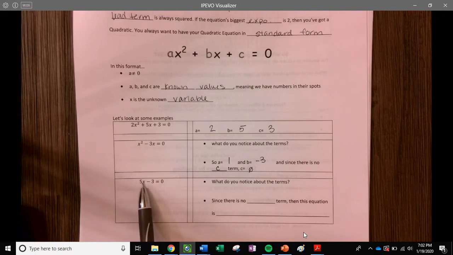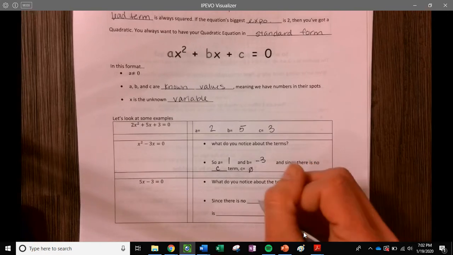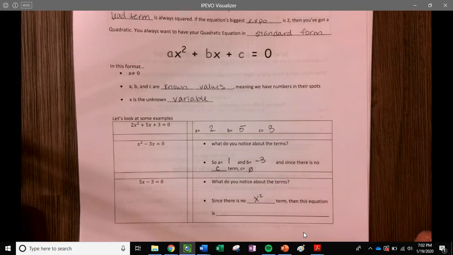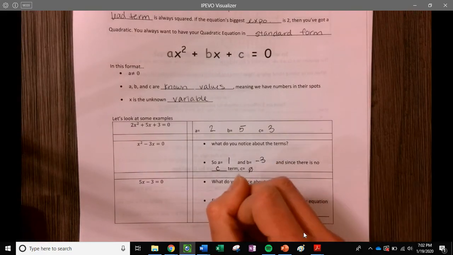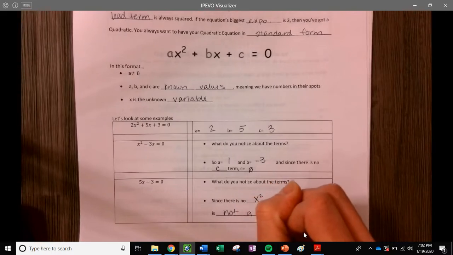We've got an x that is a first degree variable, so this must be our b value. And we've got a constant, so that must be our c value. We are missing the x squared term. Since there is no x squared term, this equation is not a quadratic.